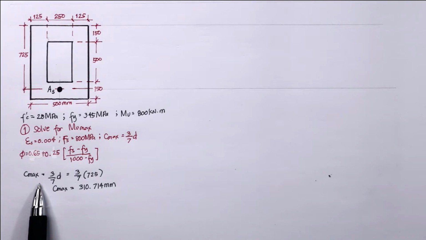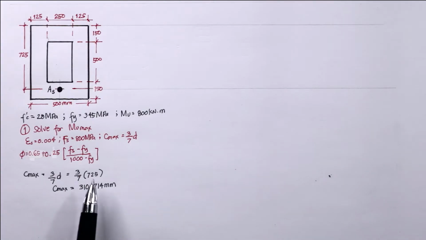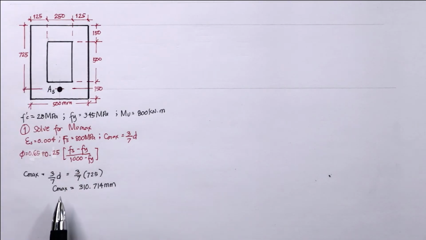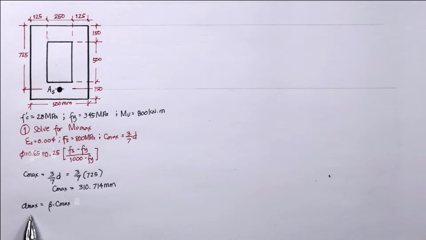Solving for the value of Cmax is equal to 3/7 D is equal to 3/7 multiplied by effective depth 725. Then the value of Cmax is equal to 310.714 mm. Solve naman natin yung value ng Amax para malaman yung magiging depth ng rectangular compression block. Amax is equal to beta 1 Cmax. But what is the value of beta 1?